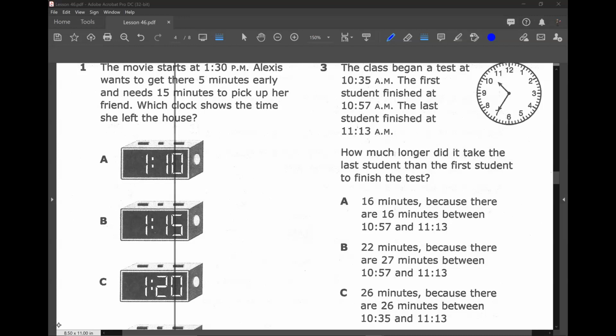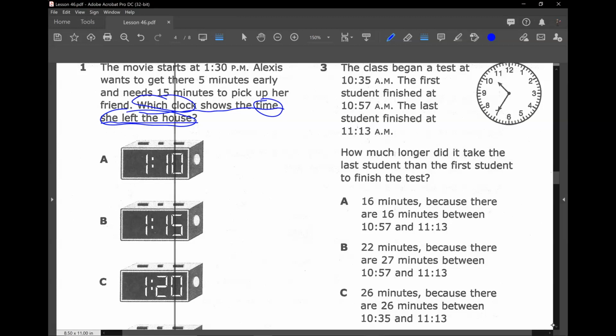Alright, let's go on to the next page. The movie starts at 1:30. Alexis wants to get there 5 minutes early and needs 15 minutes to pick up her friend. Which clock shows the time she has left the house? So again, I'm not going to go over the steps. I'm just going to do it. So which clock shows the time she left the house? Movie starts at 1:30. Alexis wants to get there 5 minutes early and needs 15 minutes to pick up her friend.